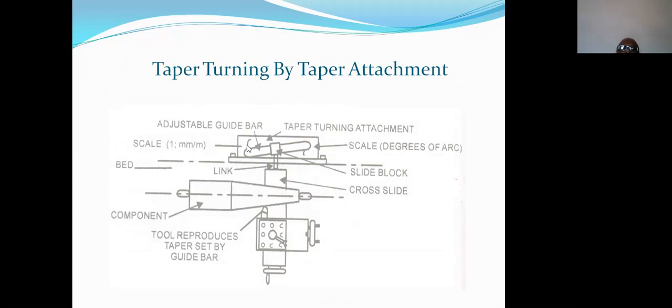Now we observe that this adjustable guide bar has some degree of rotation. This degree of rotation depends upon the angle of the taper only. So this is the special attachment provided to the lathe machine in order to produce the required angles or the required taper angle.